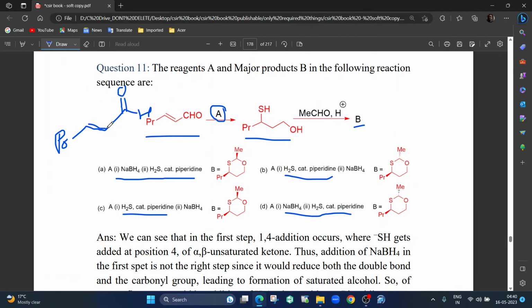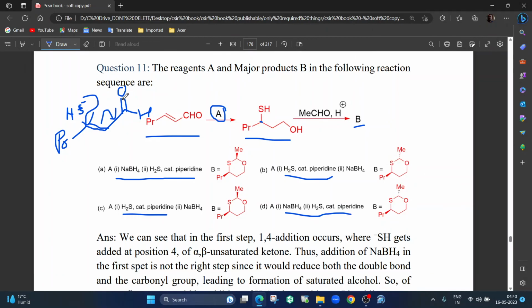Now you have an alkene. If you have to add H2S, it has to undergo 1,4 addition. Basically SH minus is the nucleophile finally, so let us think of it as SH minus. Only when it gets added here can this reaction happen, so that you are getting SH here, right? It's not possible if this carbonyl is reduced.